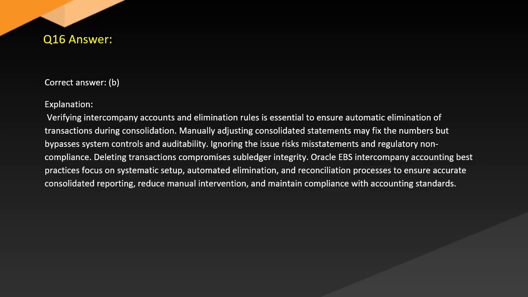Explanation. Verifying intercompany accounts and elimination rules is essential to ensure automatic elimination of transactions during consolidation. Manually adjusting consolidated statements may fix the numbers, but bypasses system controls and auditability. Ignoring the issue risks misstatements and regulatory non-compliance. Deleting transactions compromises subledger integrity. Oracle EBS intercompany accounting best practices focus on systematic setup, automated elimination, and reconciliation processes to ensure accurate consolidated reporting, reduce manual intervention, and maintain compliance with accounting standards.